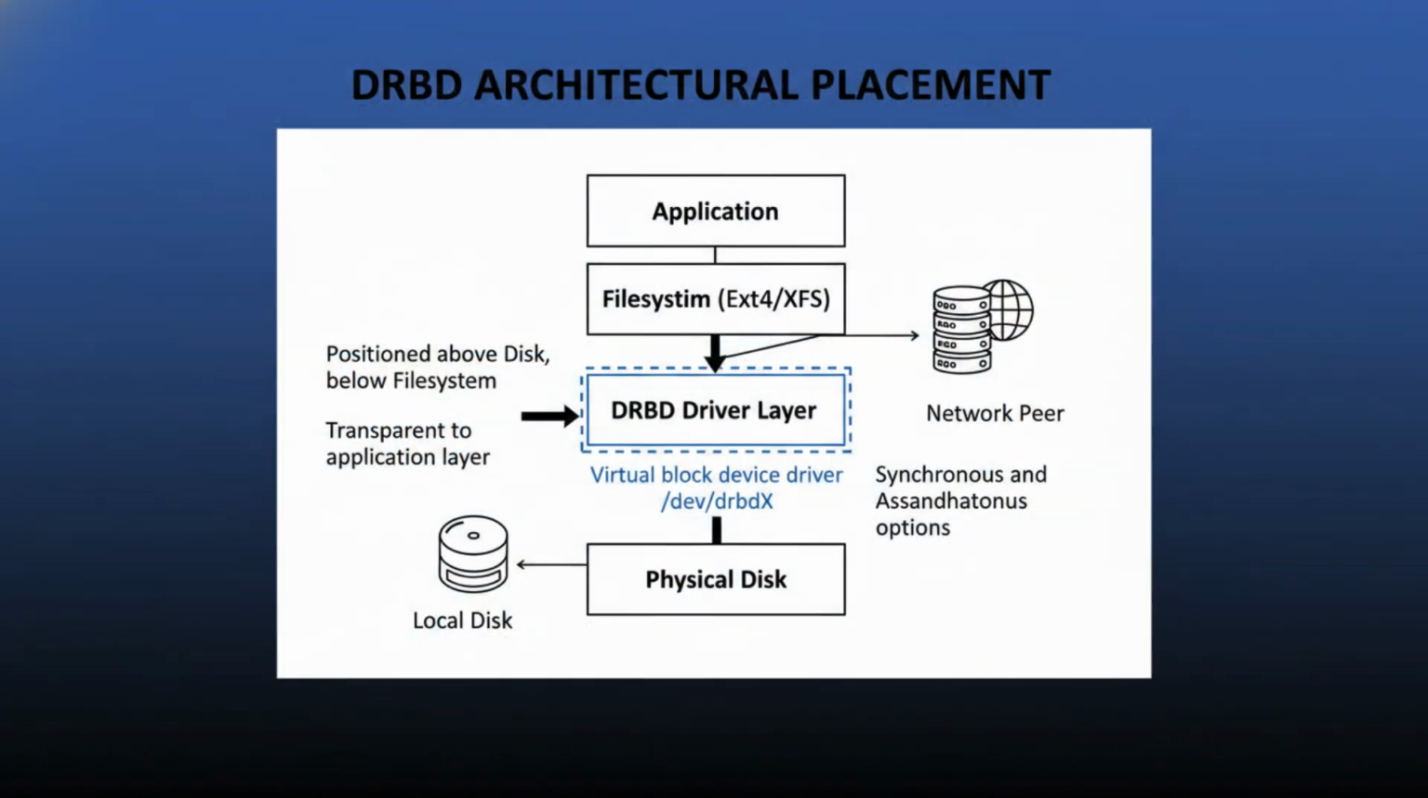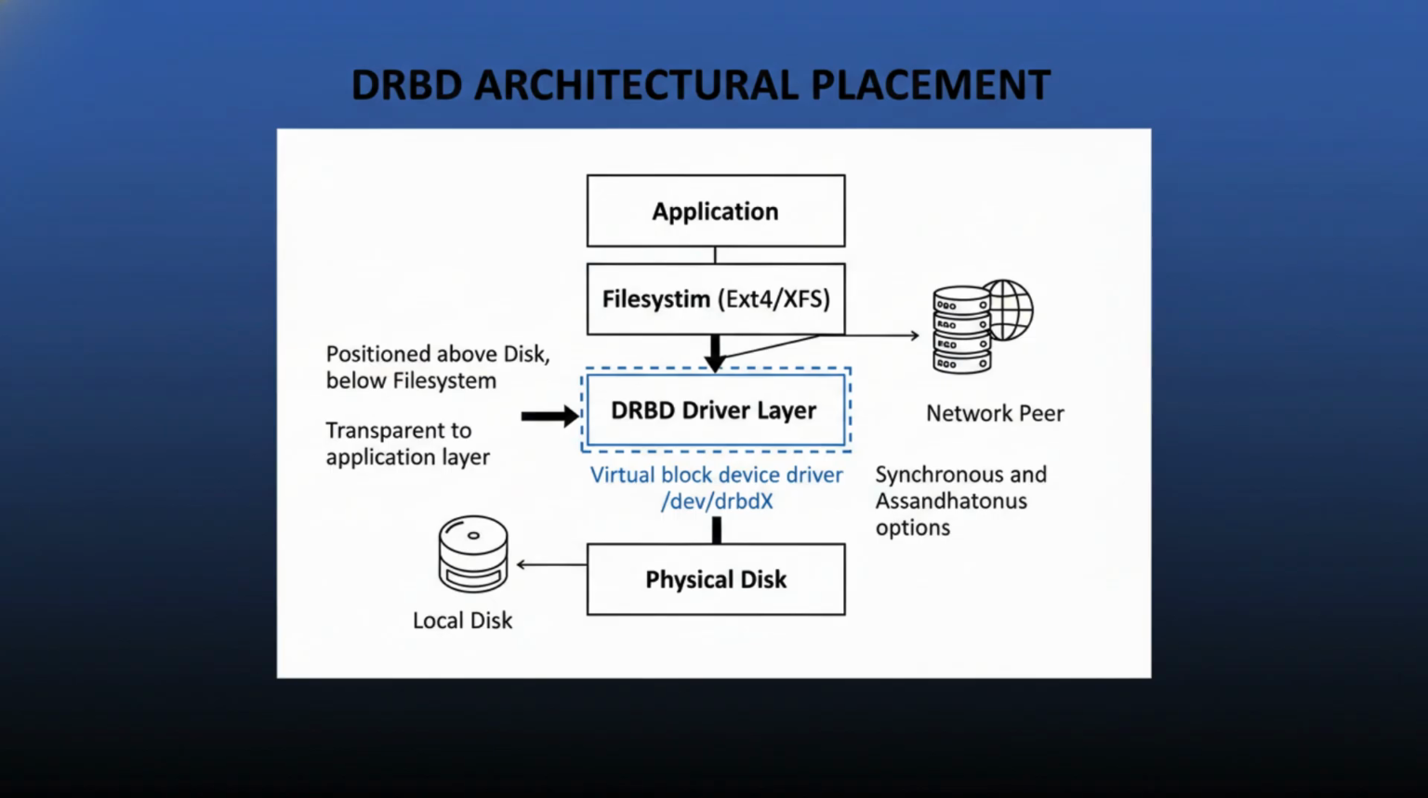We must look at its position in the I/O stack. DRBD sits directly above the physical disk or volume manager, but below the file system or application layer. This placement is strategic. When an application issues a write request, the Linux buffer cache passes it down to the virtual DRBD device. DRBD then handles the local write to the disk while simultaneously shipping the data block over the network to the secondary node's kernel. Only once the data is safely transmitted according to the selected protocol does the operation complete.